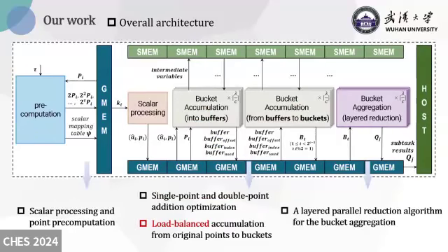Okay, so now we can describe our specific work. We give a figure showing our overall architecture. The main optimization points are in three stages: scalar processing, bucket accumulation, and bucket aggregation.